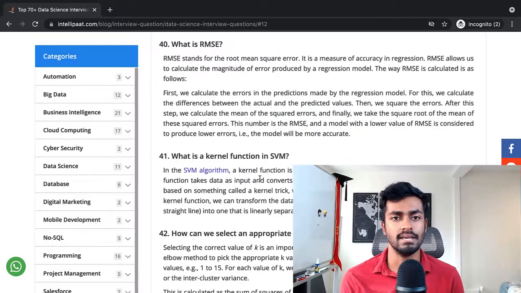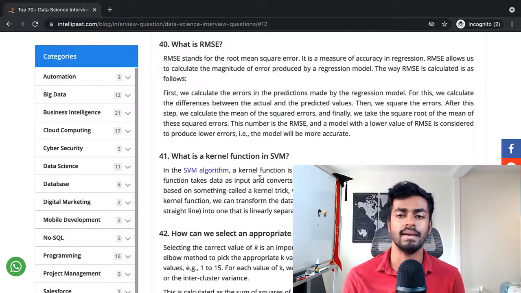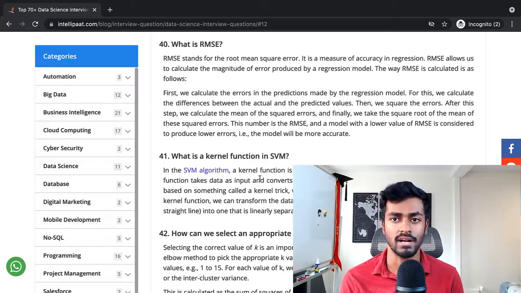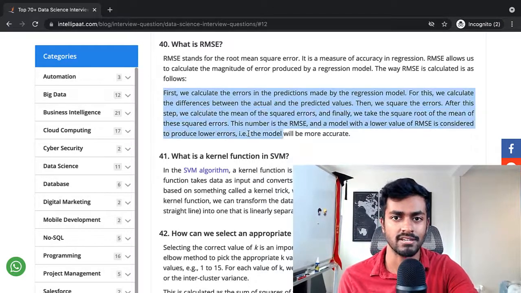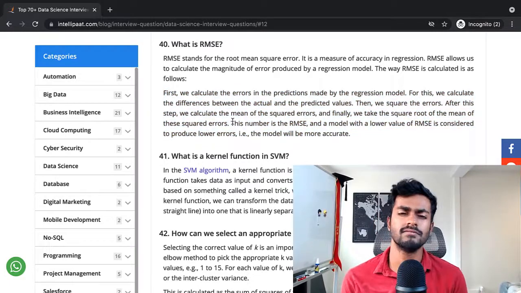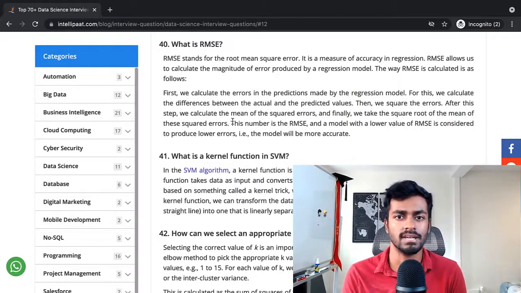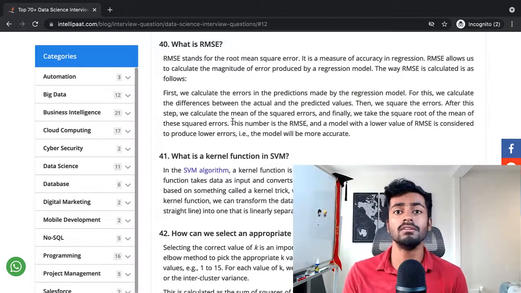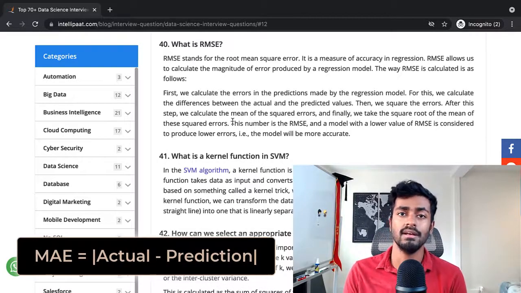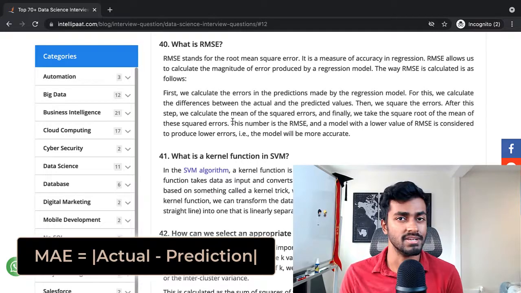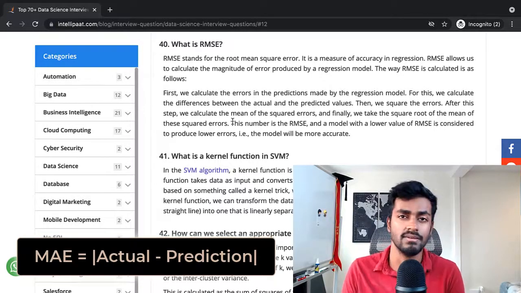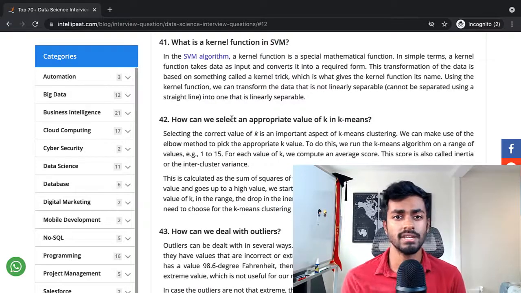What is RMSE? RMSE stands for root mean squared error. It is a measure of accuracy in regression. RMSE allows us to calculate the magnitude of error produced by a regression model. The way RMSE is calculated is as follows. And then essentially they give the verbal dictation of the actual formula of RMSE. This is a fair definition, and you can also give examples of which regression models use RMSE, which is most of them. But you can also talk about certain cases where mean absolute error might actually be even better. You can talk about that as well.